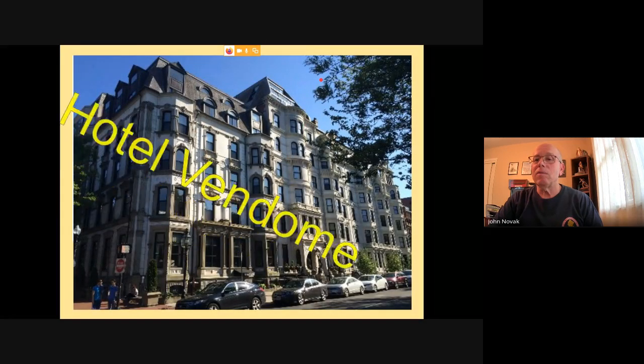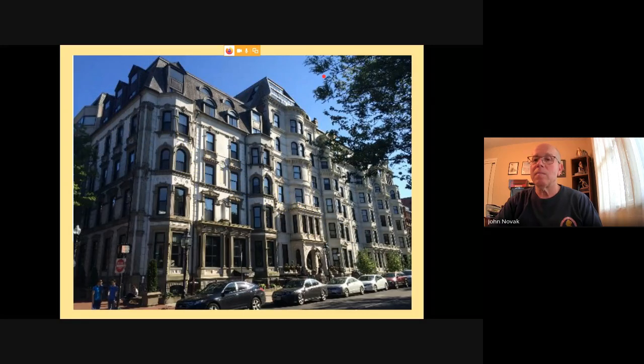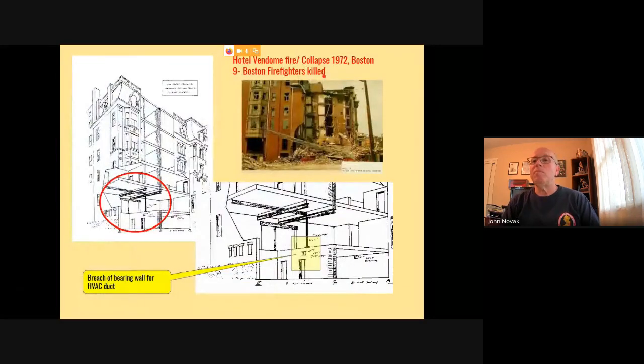Okay, let's see. Hotel Vendome is a good example of ordinary construction, with years of renovation and issues that most likely nobody caught when the renovation was being done. It happened in Boston, 1972. Nine firefighters were killed. And this happened after the fire was extinguished. It happened during overhaul.